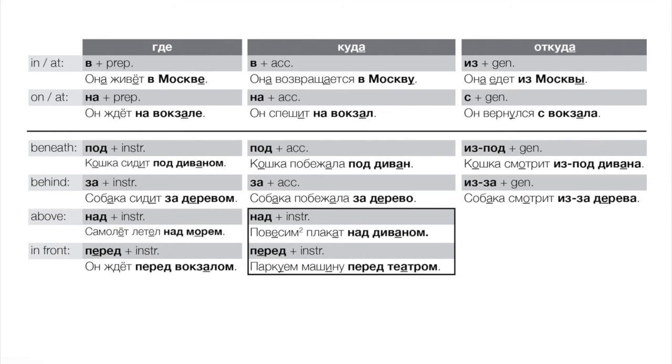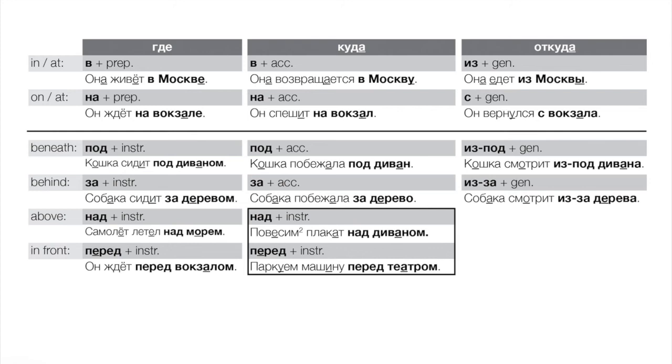So it's a bit of a deviation from what we might expect. Над and перед always take instrumental. So, for example, повесим плакат над диваном. Let's hang the poster above the sofa. Well, we're hanging it into this position above the sofa, so to speak, but we still get instrumental. Or паркуем машину перед театром. Let's park the car into a position in front of the theater, right? Or to this position.